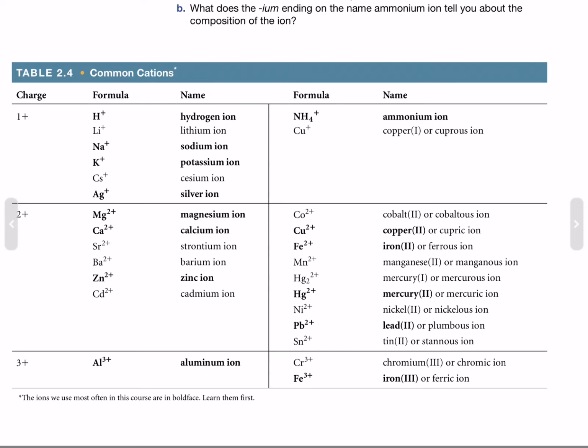Cobalt 2 or cobaltous ion, copper 2 or cupric ion, iron 2 or ferrous ion, manganese 2 or manganous ion, mercury 1 or mercurous ion, mercury 2 or mercuric ion, nickel 2 or nickelous ion, lead 2 or plumbous ion, tin 2 or stannous ion, chromium 3 or chromic ion, iron 3 or ferric ion.